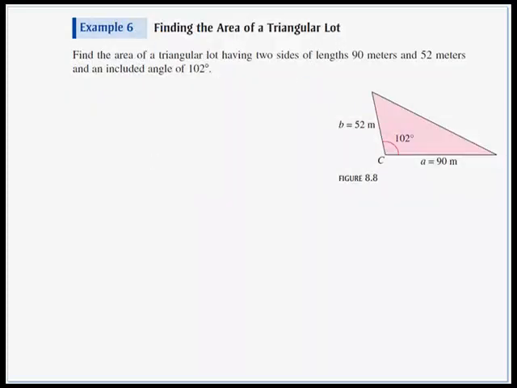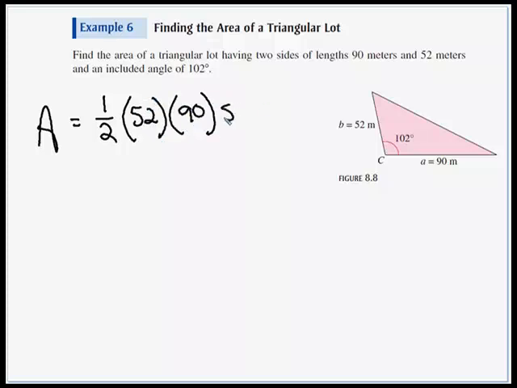So here in example 6, we're going to find the area of a triangular lot. Find the area of a triangular lot that has two sides of length 90 meters and 52 meters, and the included angle of 102 degrees. So the sides we have are a and b, the angle we have is C, so we're going to say the area is equal to 1/2 the sides that we have, 52 times 90 times the sine of the included angle, 102 degrees.